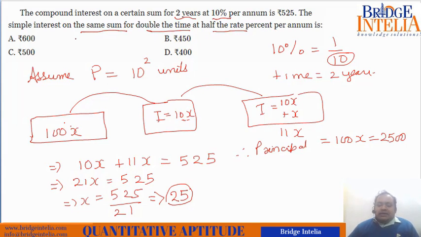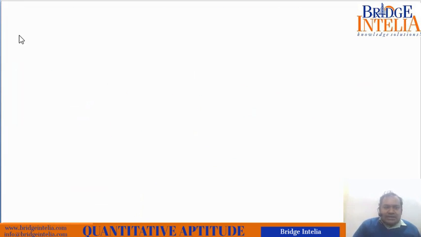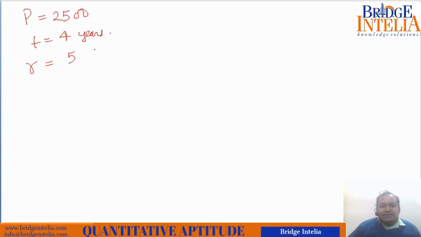Now, in the second scheme, you have to deposit the same amount, because same sum, we have to double the time. That means time is 4 years. Rate is half, rate is 5%. So we have now to deposit the same amount. Same amount means principal is equal to 2500. Time doubled, rate halved, that means 10 by 2, 5%. And this is a case of simple interest.